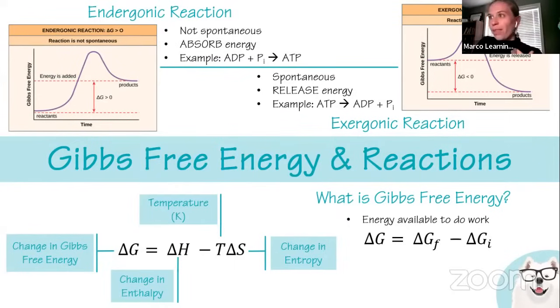If you need a way to help remember this, endergonic has that "en," meaning that things are going to enter, right? We're going to enter some type of energy. It gets added in, right? Versus exergonic, "ex," exiting, okay? So things are going to exit and be sent out, okay? So hope that was good.